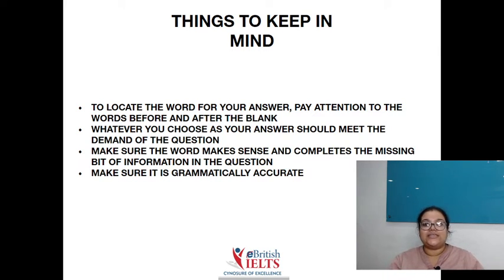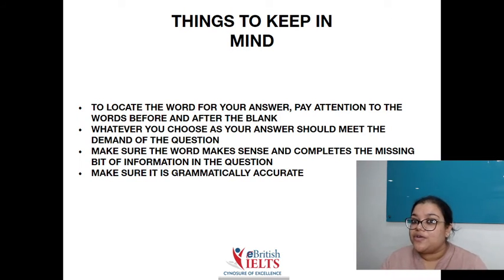Now the second thing you'll keep in mind is, whatever word you've chosen as an answer, it should meet the demand of the question. Now, of course, every question asks something. There's a basic demand that needs to be fulfilled. So whatever word you've chosen has to satisfy the demand of the question. For example, if the question is looking for the name of a vegetable, you can't just write vegetable. You will have to write the name. For example, it might be a potato. So instead of a potato, if you write vegetable, the answer is going to be wrong.